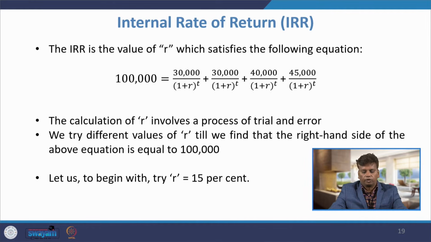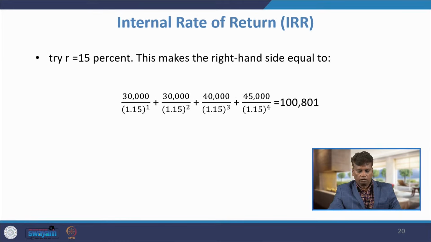So, in this equation we have to find out the value of R. The calculation of R involves a process of trial and error because it is a non-linear relationship. We try different values of R till we find the right hand side of the above equation is equal to 100,000. Randomly, let us begin with R equal to 15%. When I make R equal to 15% and find the present value, it is getting 100,801. It is just above the 100,000.